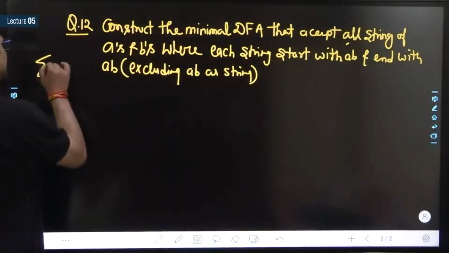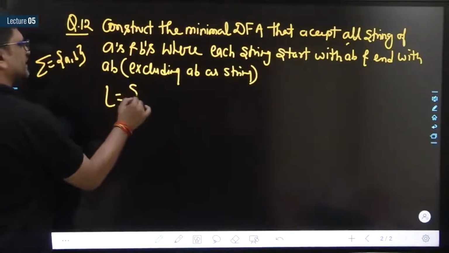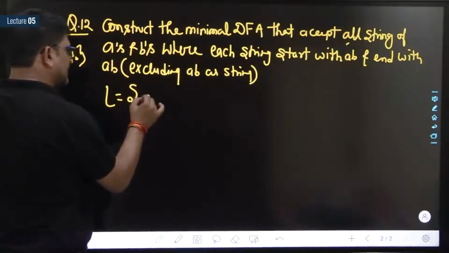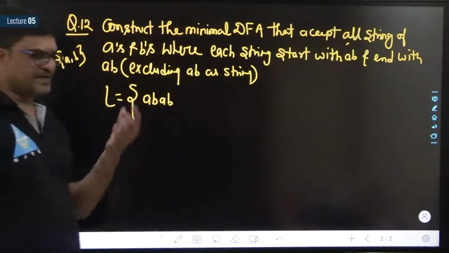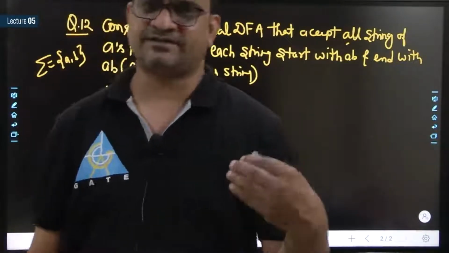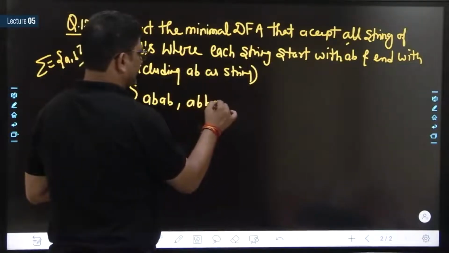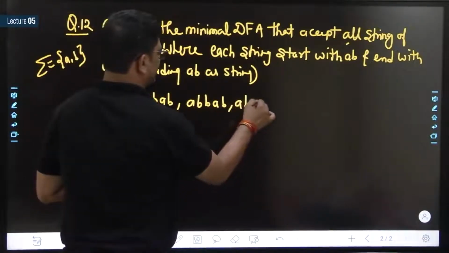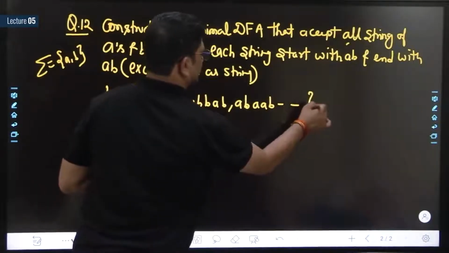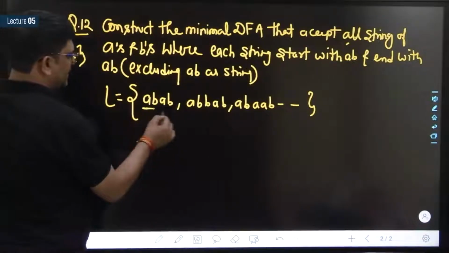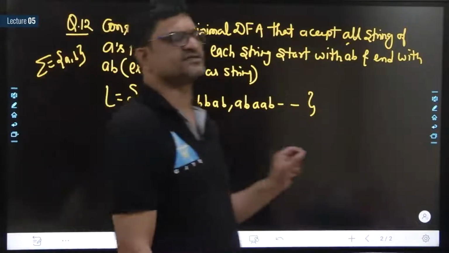What is the input alphabet? A comma B. What is the language? The language contains at least ABAB. This is the minimum length string in this language. ABBAB, ABAAB, and so on. What is the minimum length of a string? ABAB. Now, consider the skeleton for this string.